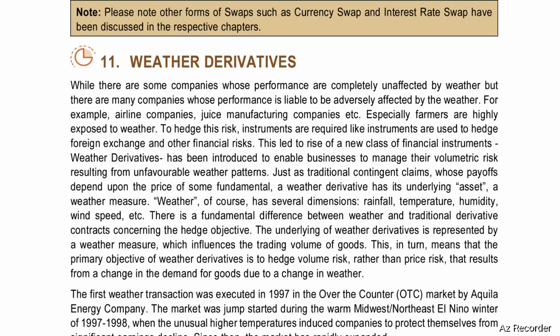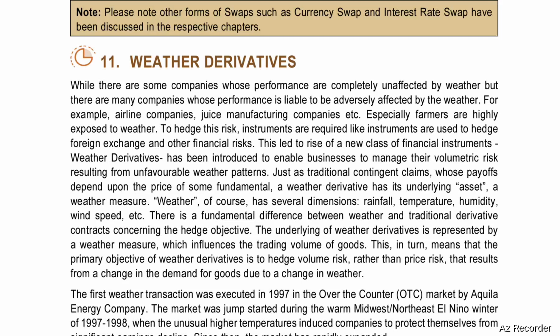This led to a rise of a new class of financial instruments. Weather derivatives have been introduced to enable businesses to manage their volumetric risk resulting from unfavorable weather patterns, just as traditional contingent claims whose payoffs depend upon the price of some fundamental. A weather derivative has as its underlying asset a weather measure. Weather, of course, has several dimensions: rainfall, temperature, humidity, wind speed, etc.